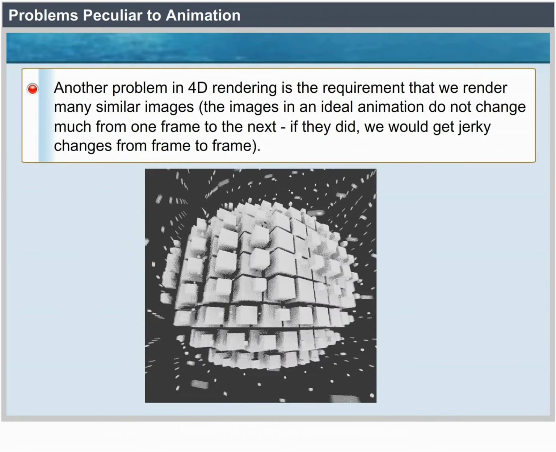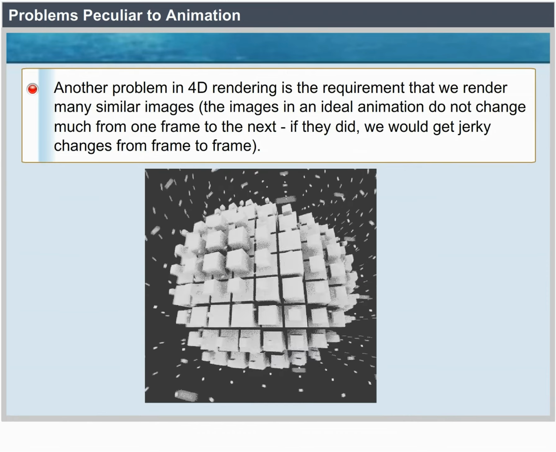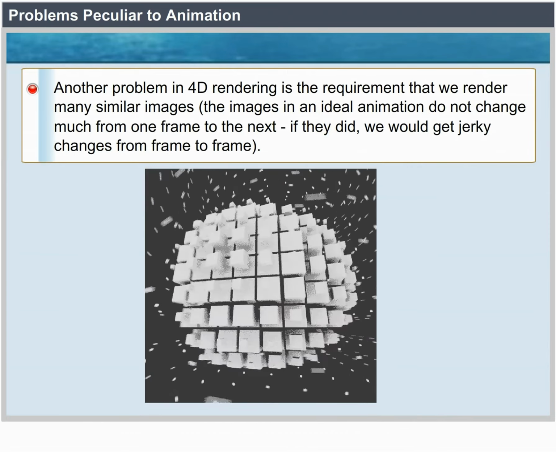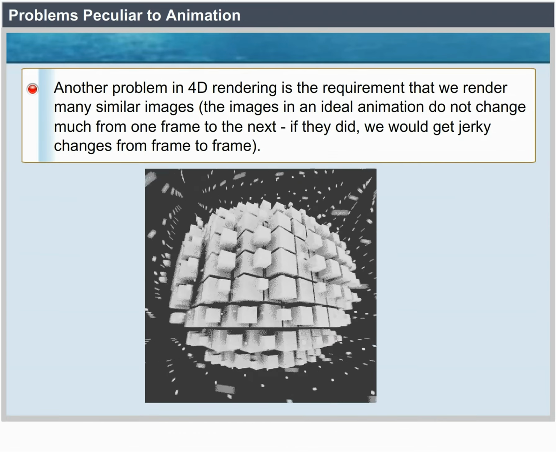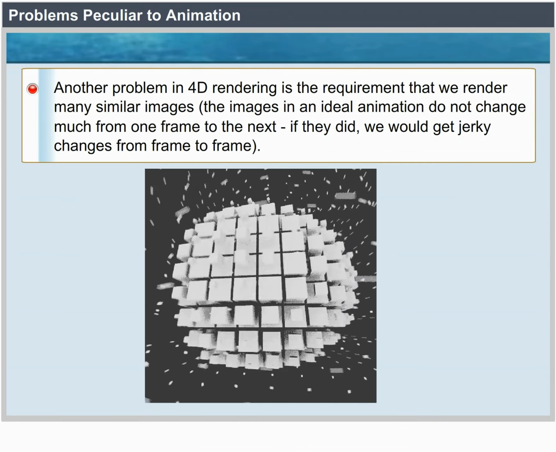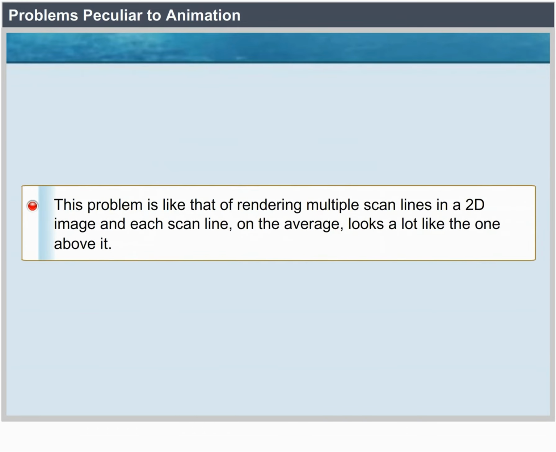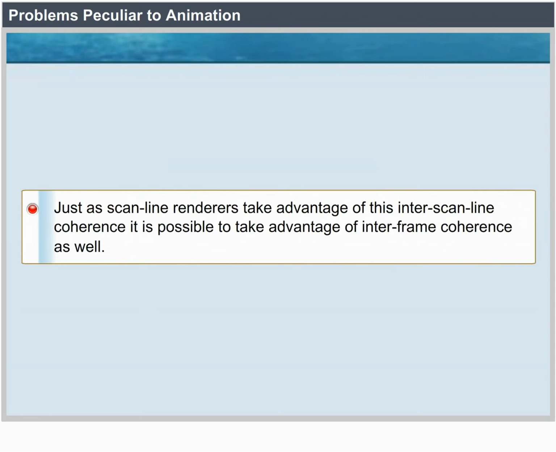Another problem in 4D rendering is the requirement that we render many very similar images. The images in an ideal animation do not change much from one frame to the next. If they did, we would get jerky changes from frame to frame. This problem is a lot like that of rendering multiple scan lines in a 2D image. Each scan line, on the average, looks a lot like the one above it. Just as scanline renderers take advantage of this inter-scan line coherence, it is possible to take advantage of the inter-frame coherence as well.